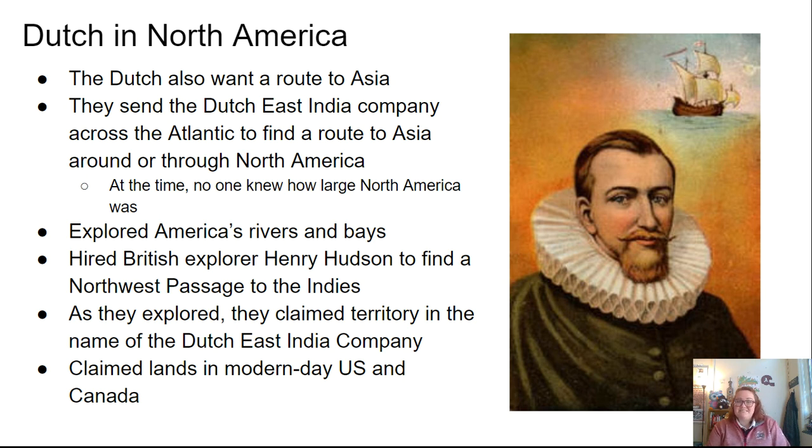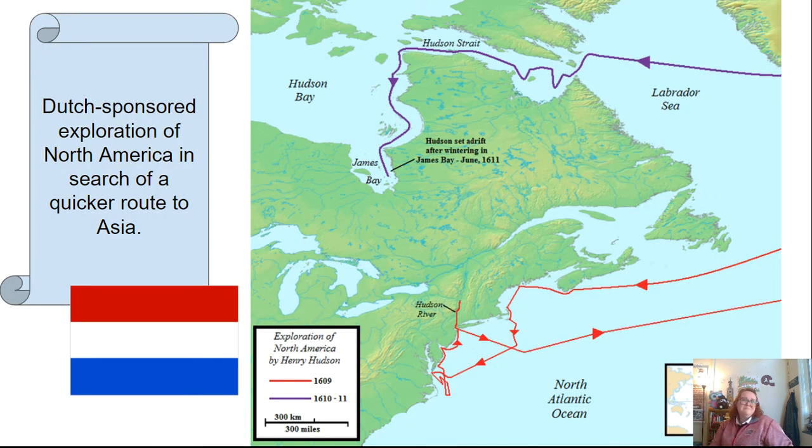So they explored America's rivers and bays. They hired British explorer Henry Hudson to find a northwest passage into the Indies. And as they explored, they would claim the territories in the name of the Dutch East India Company. And they claimed the lands in modern day United States and Canada. So the reason why I put an emphasis on Hudson is because in New York, they have the Hudson River, which Henry Hudson sailed up. And New York was at one point in time New Amsterdam.